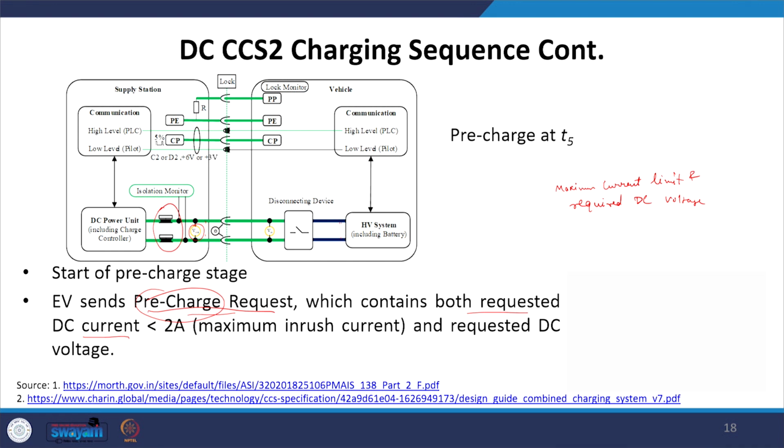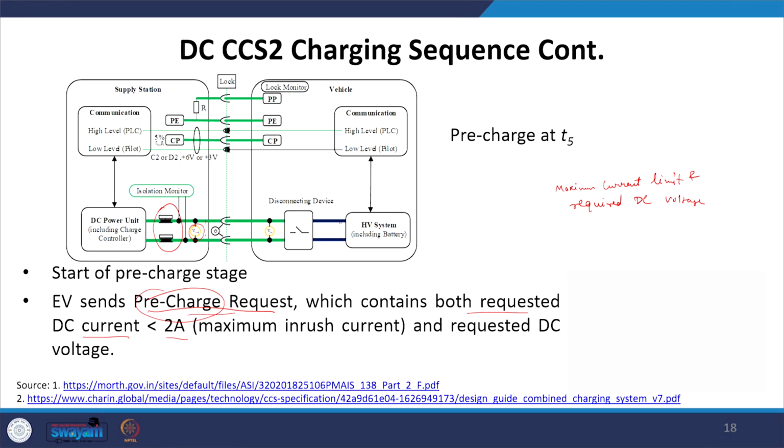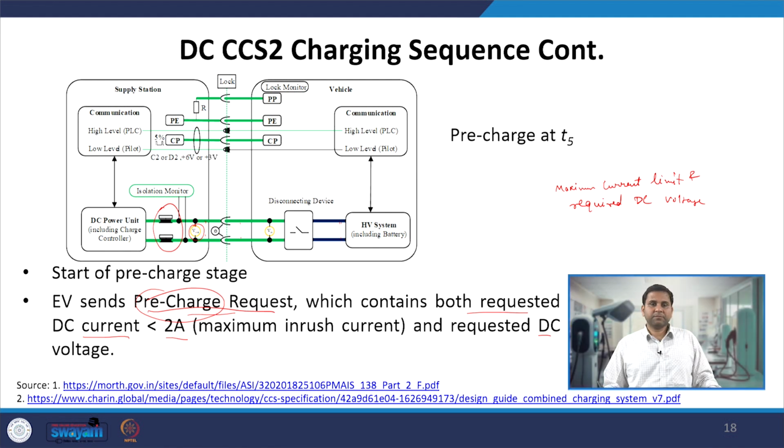So, one must provide a limit on the inrush current the moment the charger plug gets connected, the charger gets logically connected and the contactors get closed. That limit is kept at less than 2 ampere, along with the required DC voltage which has to be kept at the DC plus and DC minus pins. These are the two pieces of information in the pre-charging request which the EV sends.